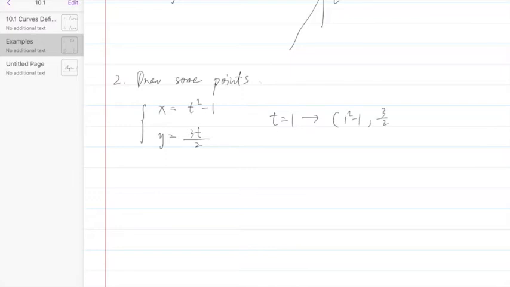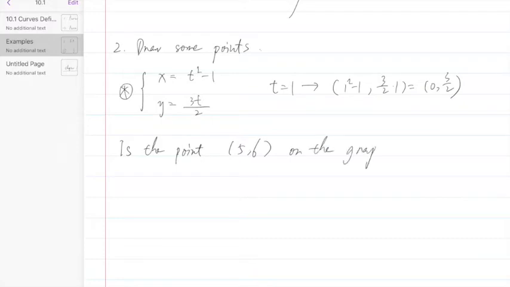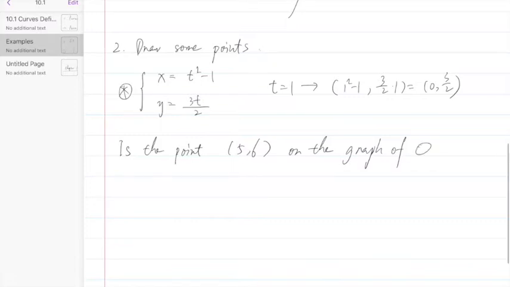Okay, x equals 1 squared minus 1, which is 0, and y is 3 over 2 times 1, which is 3/2. You can do more by yourself. Now another question. Let me call this star. Is the point 5, 6 on the graph of star? Is it?